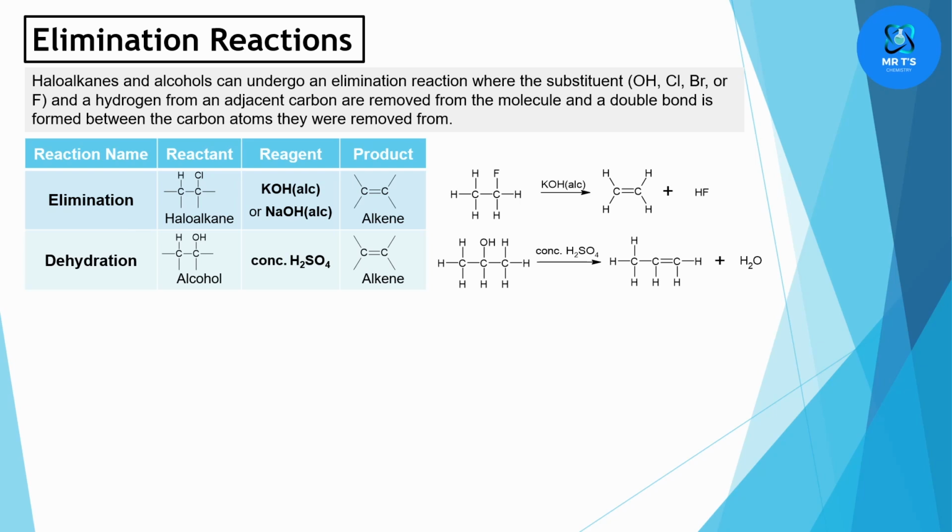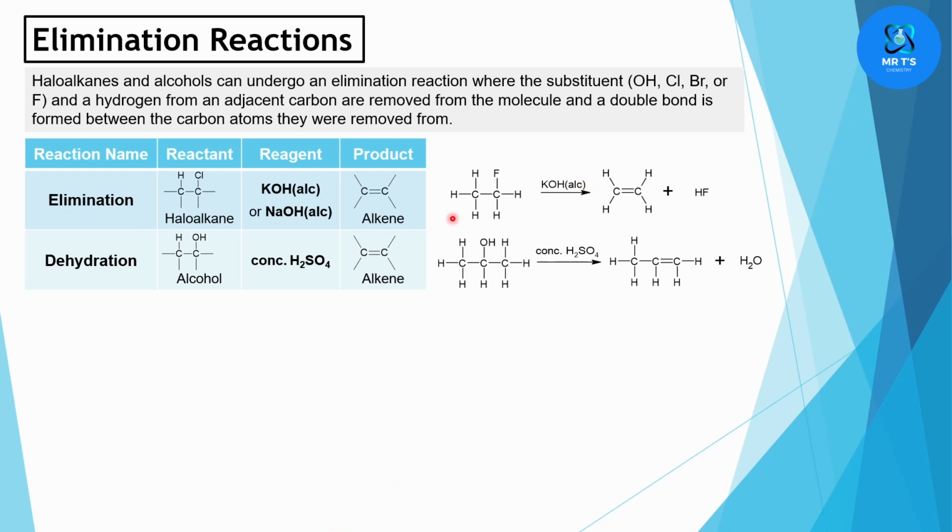Now, usually at this level, we are looking at what we call haloalkanes, that is chlorines, bromines, fluorines, iodines attached to a carbon, or alcohols, that's an OH group or hydroxy group attached to a carbon. So what we do is we remove one of those groups and an adjacent hydrogen. So here are two examples that we can see.